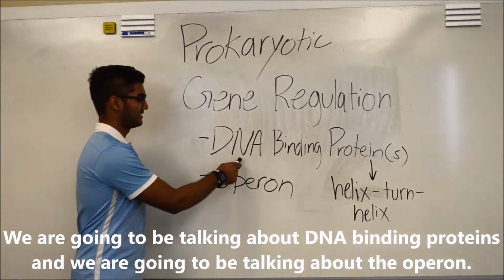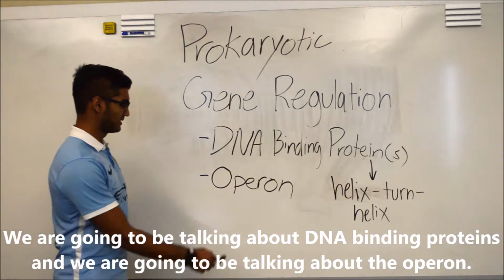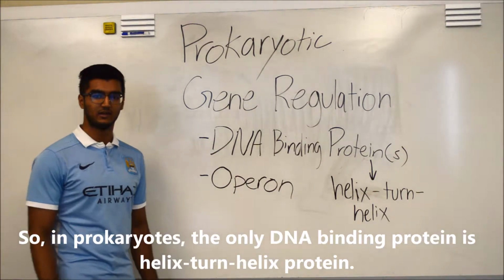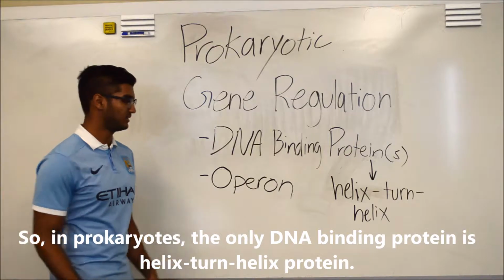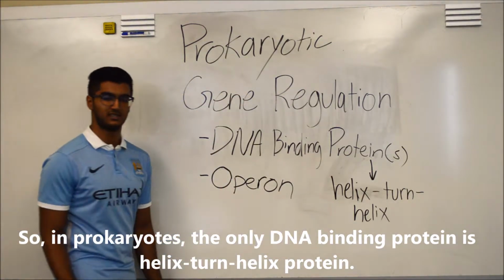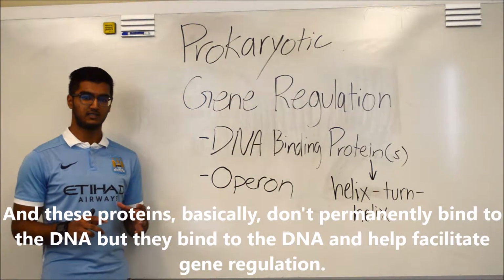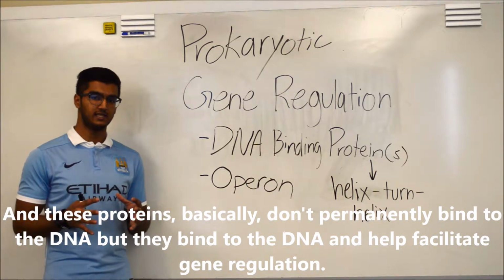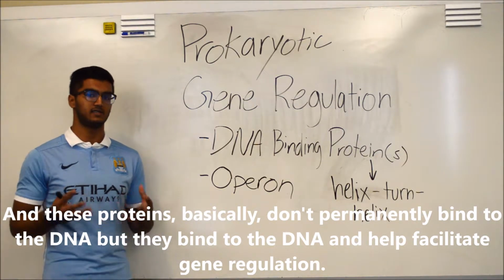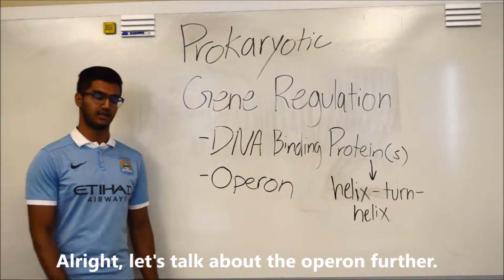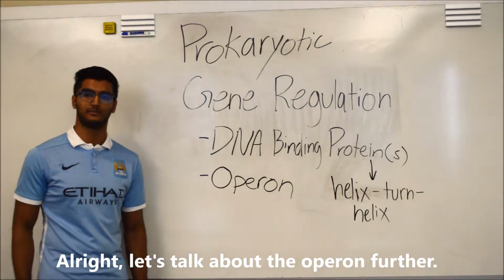So, we're going to be talking about two things. We're going to be talking about DNA binding proteins, and we're going to be talking about the operon. In prokaryotes, the only DNA binding protein is helix-turn-helix proteins. These proteins basically don't permanently bind to the DNA, but they bind to the DNA and help facilitate gene regulation.